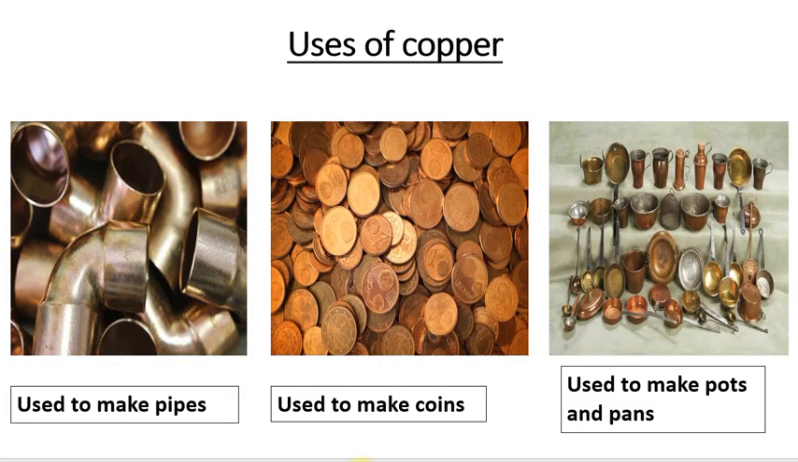There are some different uses of the copper. You can see over here the copper is used to make pipes, coins, and pots and pans. Because it is a good conductor of heat, pots and pans are made of copper to conduct the heat.